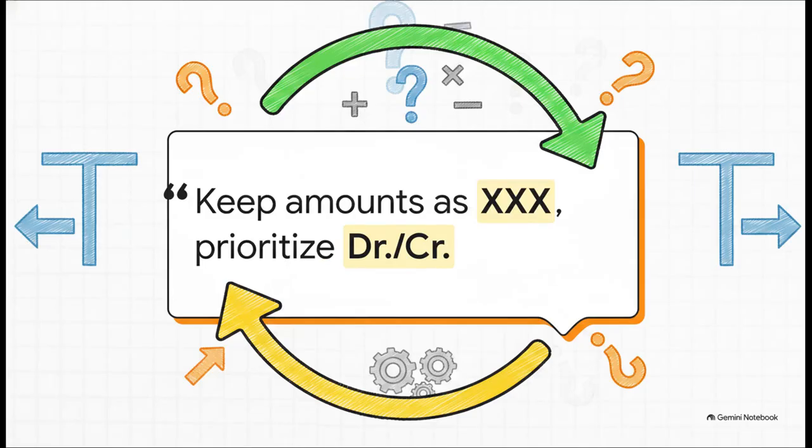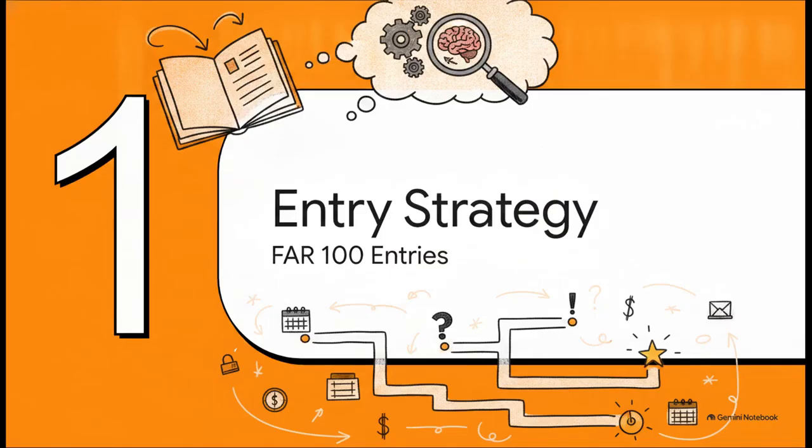Now, before we even look at a single entry, we have to talk about the absolute core philosophy of this guide. Keep your amounts as XX and strictly prioritize which account gets debited or credited. This is huge. When you're deep in study mode, it's so incredibly easy to get bogged down by the complex math of a simulation problem. The secret strategy here is to literally ignore the math at first. You want to focus entirely on mastering the debit and credit placements. Because think about it, if you know the structure of the entry perfectly, plugging in the numbers later is a breeze.